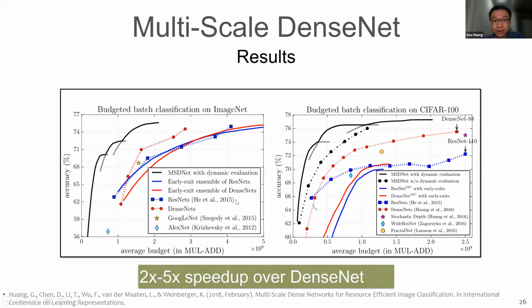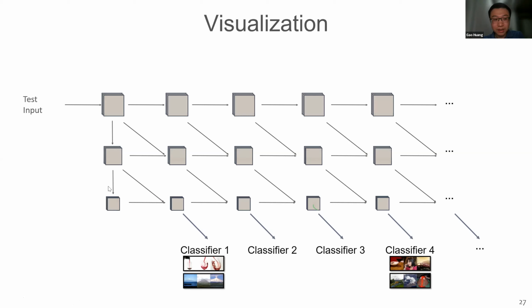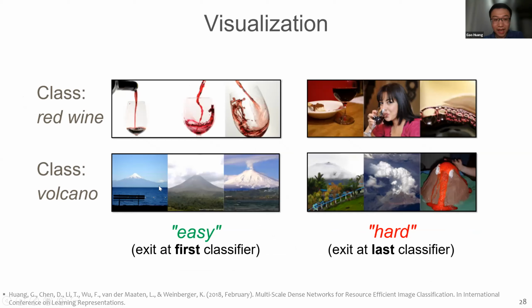And finally, we have a visualization. We take a look at what are the images that exit from the first classifier, so these are the easy images, and what are the images that exit from the last classifier, so these are the hard images. We take 12 images here, and the first row shows the images from the red wine class, and the second row shows the images from the volcano class. The images on the left correspond to the images that exit from the first classifier. So these are the easy ones.